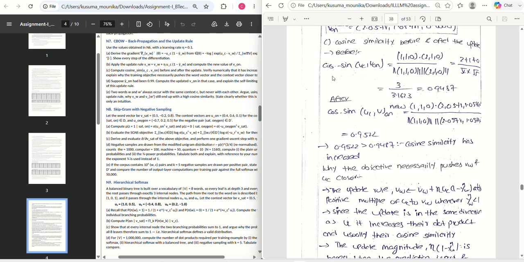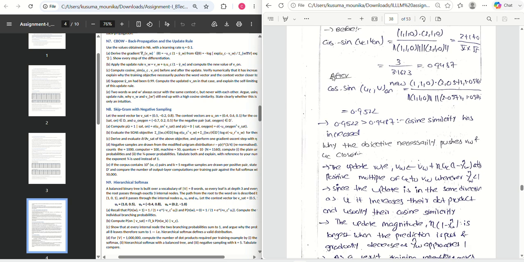This happens because the update rule always adds a positive multiple of UC to VW. Whenever y hat is less than 1, moving in this extra direction of UC necessarily increases their dot product and typically their cosine similarity. Moving on to the fourth question.